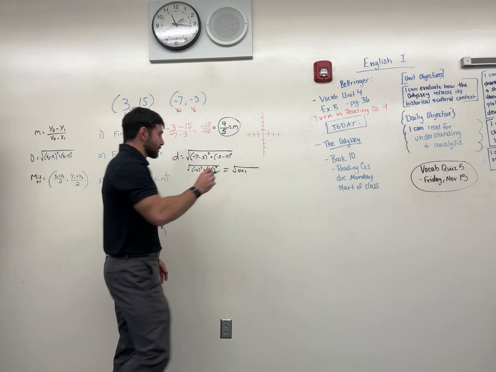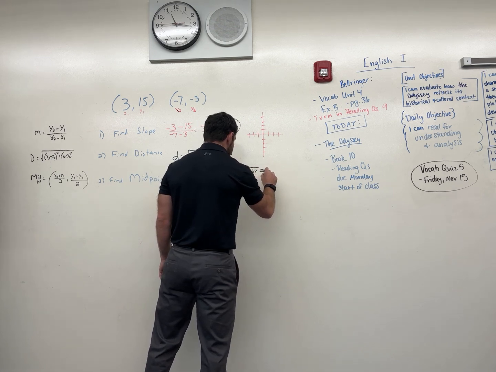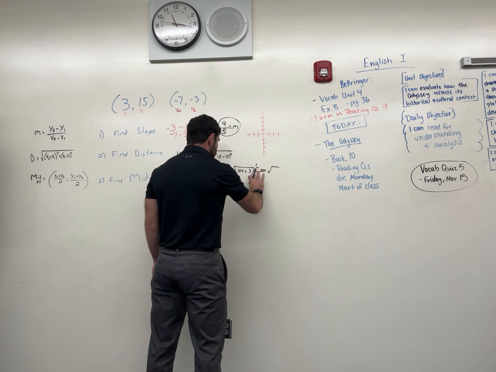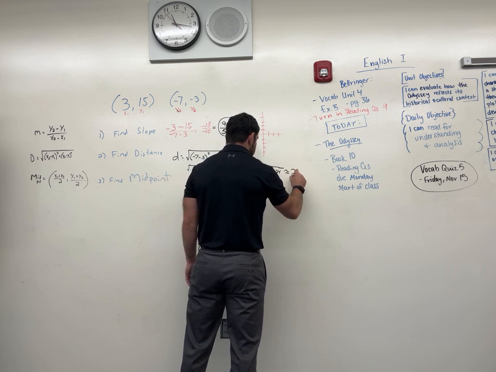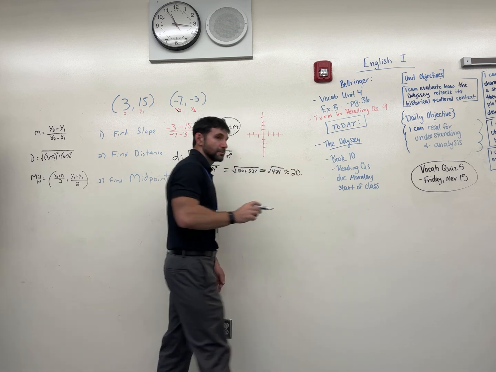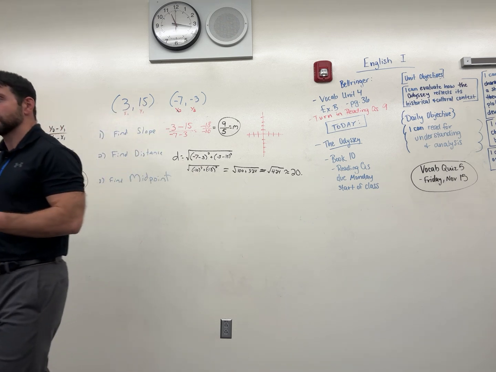18 squared is 364? Oh, no, it's 324. That gives me 424, which is approximately 20.12 or something like that. I don't know. Somebody do the square root of 424. I don't have a calculator.